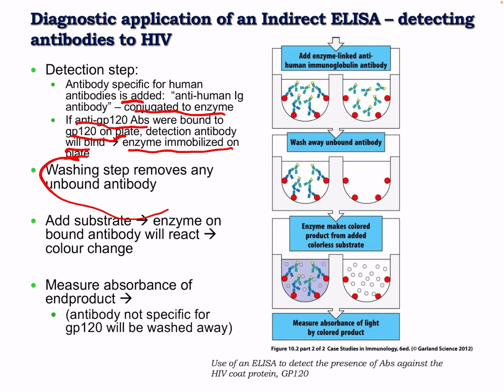Then we have the washing step again, which removes any unbound antibody. Then we add a substrate, which the enzyme on bound antibody will react with, causing a color change. This measures the absorbance of the end product, and again, antibody not specific for GP120 is washed away. We can see here, washed away, compared to the binding and the color change.